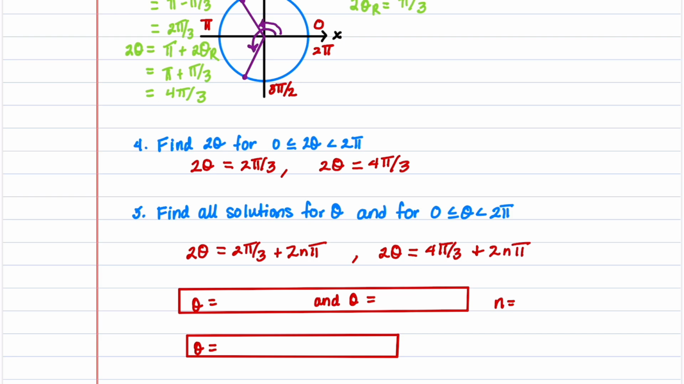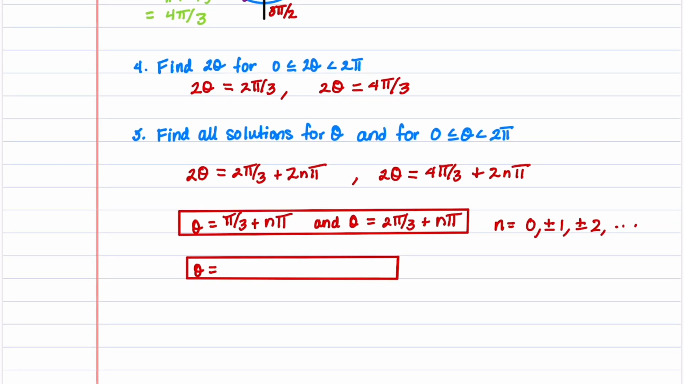We'll now divide by 2 to get theta. So theta is going to be pi over 3 plus n pi. And then theta is going to be 2 pi over 3 plus n pi. And n is equal to 0, plus or minus 1, plus or minus 2.